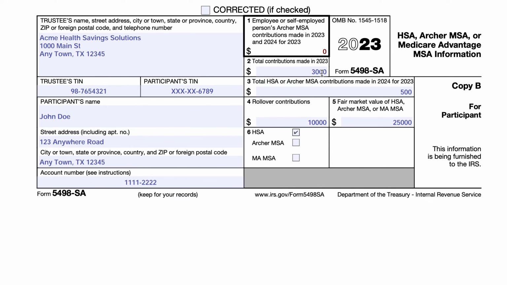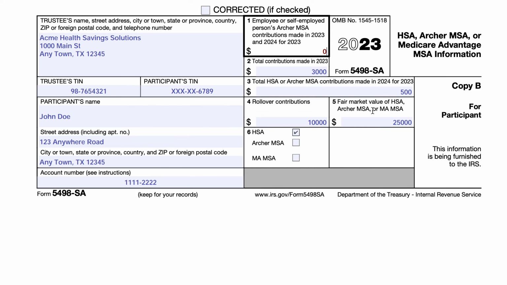It does help you as a taxpayer because you can go back through your records and internally reconcile which contributions were for which tax year based on this information if you keep records on your own. But box 4 contains rollover contributions. So if you're rolling over from another HSA, this would be reported here. This is not included in box 2 at all. So box 4 and box 2 are completely separate.